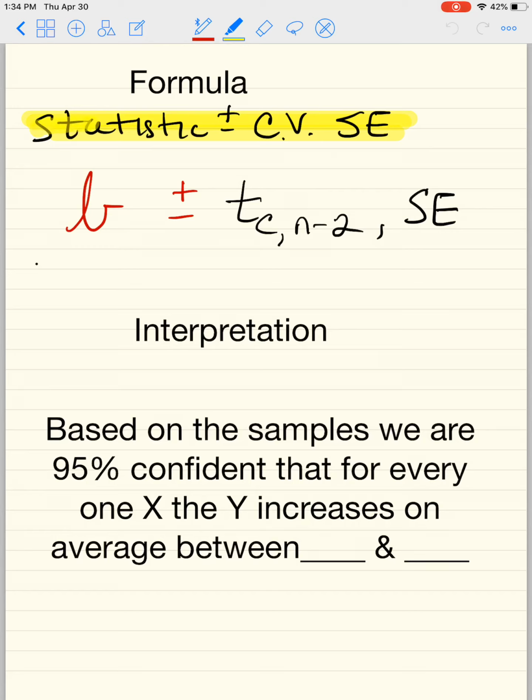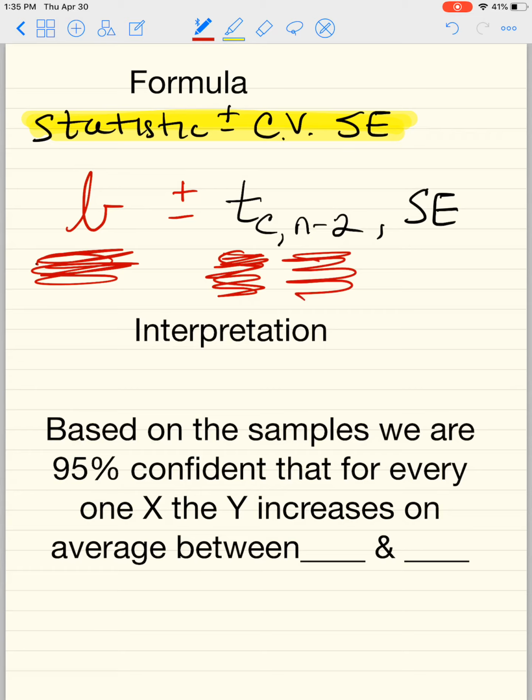Step 2: statistic plus or minus critical value times the standard error is our confidence interval formula. For the statistic, it is the sample something. So we have x bar as the sample mean, p hat as the sample proportion. In this case, we want the sample slope, and that is going to be this b right here. Once again, plus or minus the critical value, it must be a t, never a z, with n minus 2 degrees of freedom. And we're going to multiply that by the standard error.